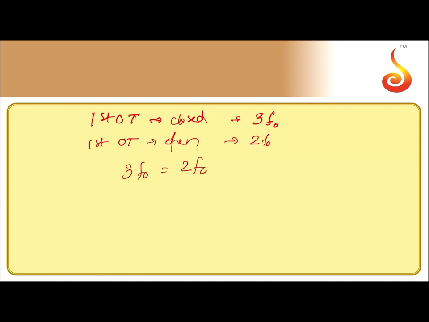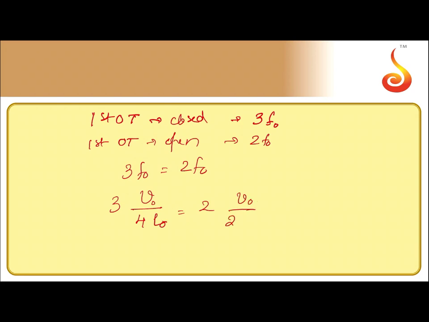Here, the first overtone of the closed organ pipe corresponds to 3F0, and the first overtone of the open pipe corresponds to a frequency of 2F0. He says 3F0 is equal to 2F0. So 3 times V divided by 4L for the closed pipe, and the frequency of sound in the open pipe is V divided by 2L, right? Length of the open pipe is equal to 2 times.